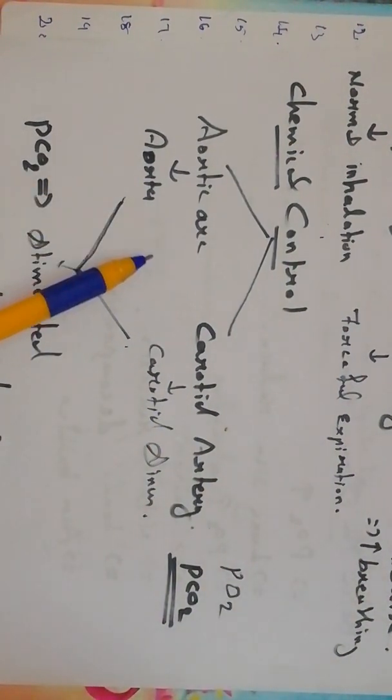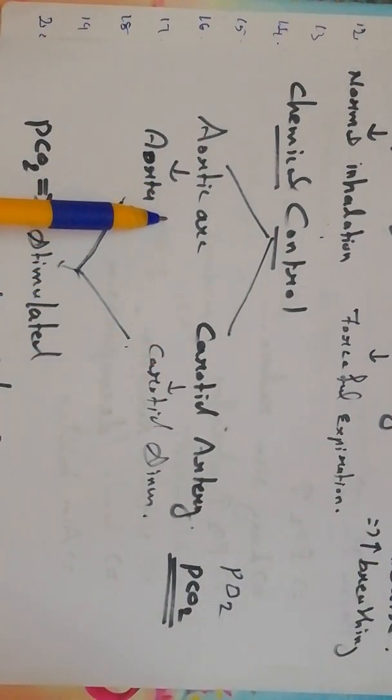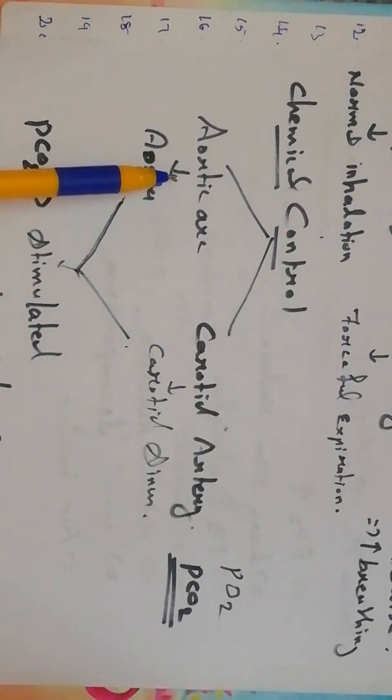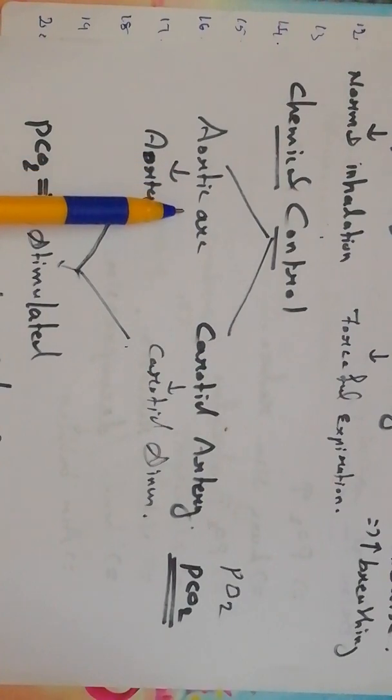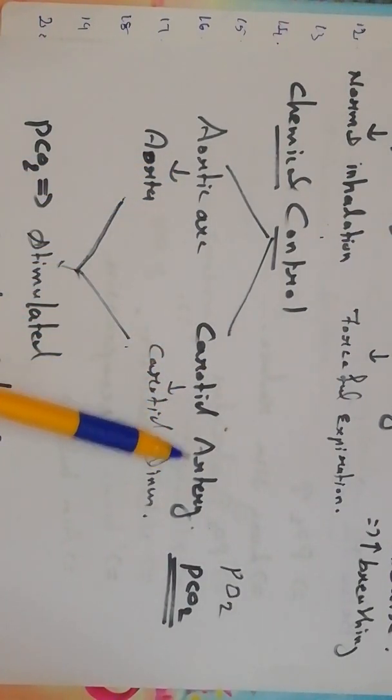So chemical control means there are two regions related to the heart which are responsible for this chemical control. Let us see how it happens. So the two regions are the aortic arch as well as the carotid artery.